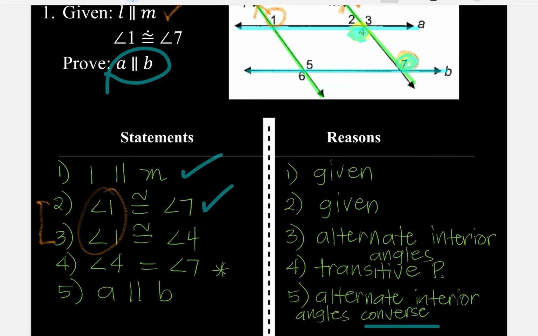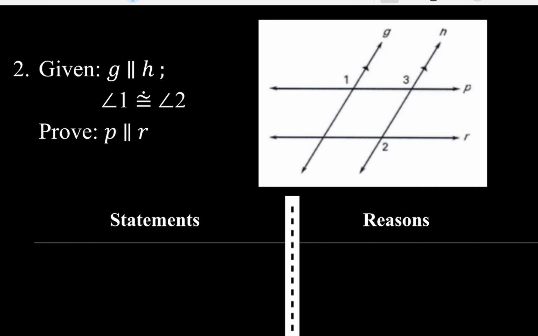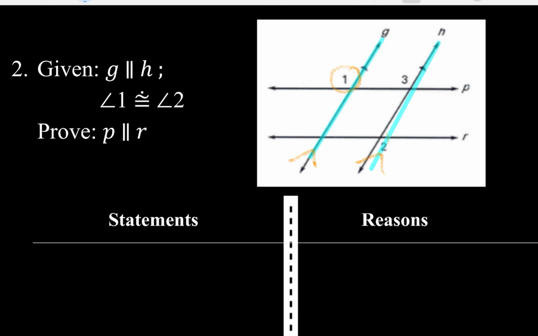Let's try another problem. Number 2. So we have 2 given, and we have G and H, which are parallel to each other. And then we are also given that angle 1 is congruent to angle 2.